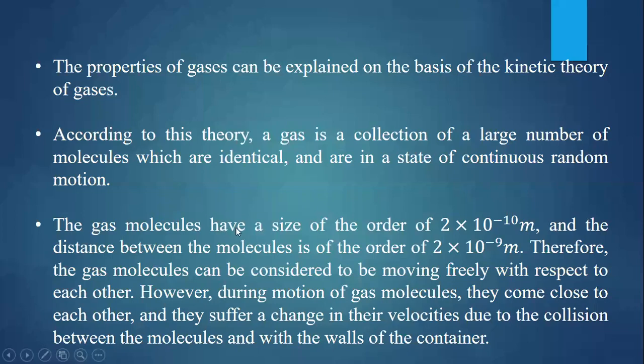So the gas molecules have a size of the order of 2 × 10^-10 meter. That is of the order of angstroms. And the distance between the molecules is of the order of 2 × 10^-9 meter. That is 2 nanometer size. Okay. So what it says, the size of the molecule is very small compared to the distance between the molecules.